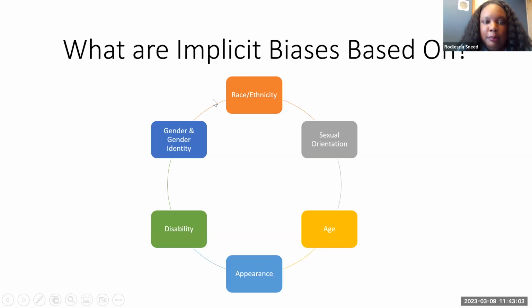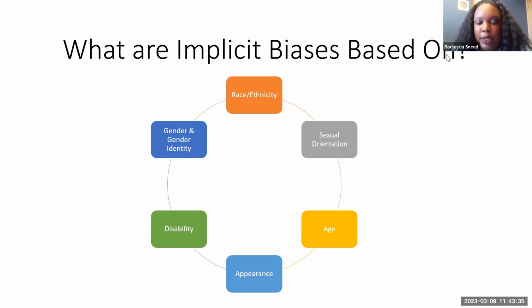So what are implicit biases based on? Really, you can have implicit biases based on all types of demographic characteristics. So you can have preferences for people based on race. You may have a pro-white bias or a pro-Black bias. You can have biases based on sexual orientation. So you may have a bias towards straight people or gay people. You can have bias based on age. So our society tends to prioritize younger adults as opposed to older adults.